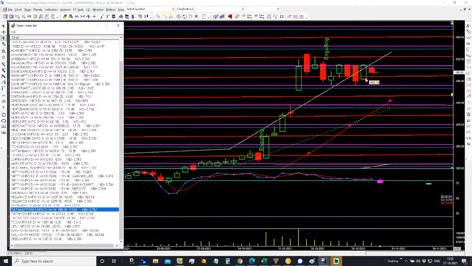Tata Motors, I don't know. It's just a zigzag. I don't see a pattern here. It is at the lifetime high. So let it break out, let it consolidate more and break out, then we'll see.